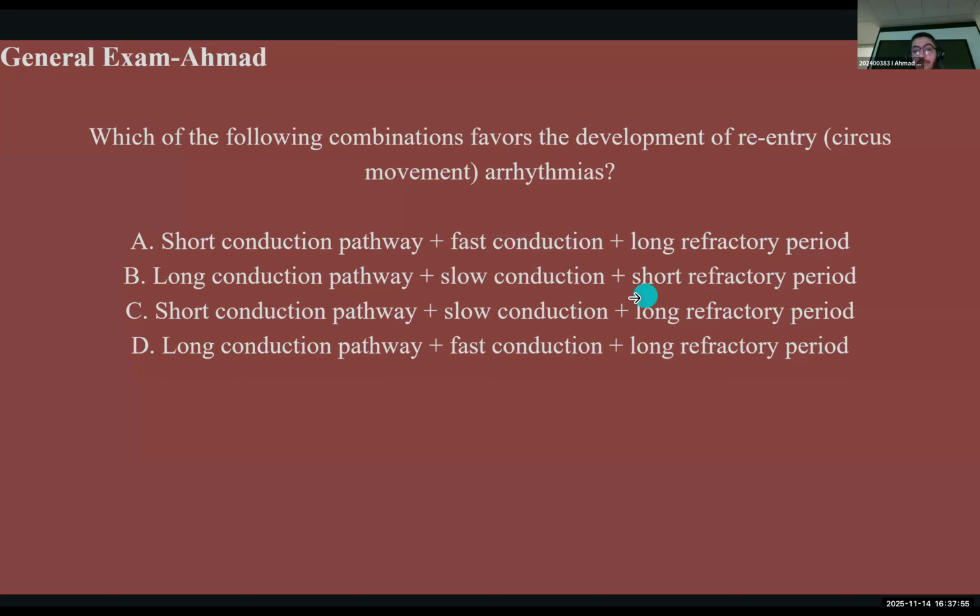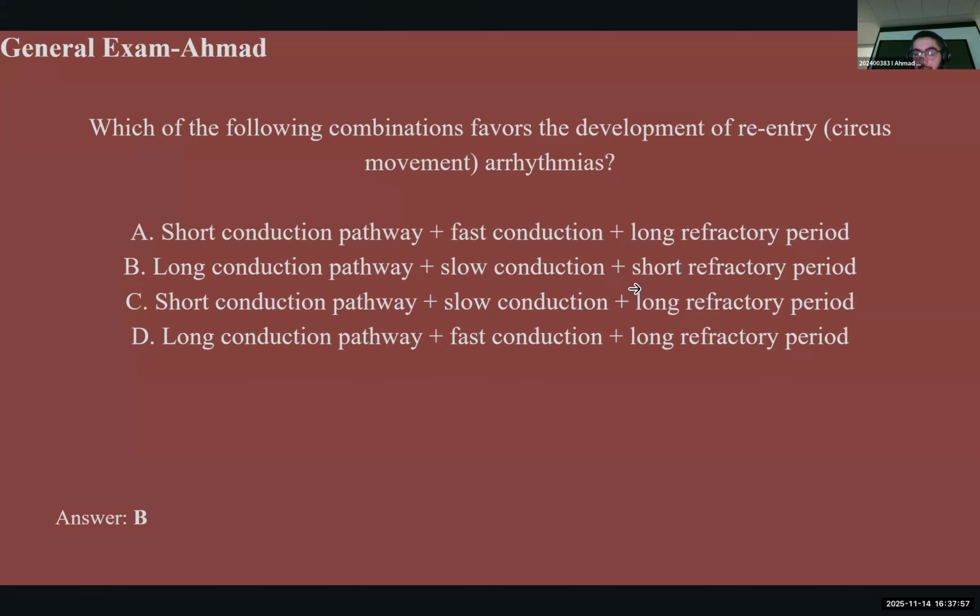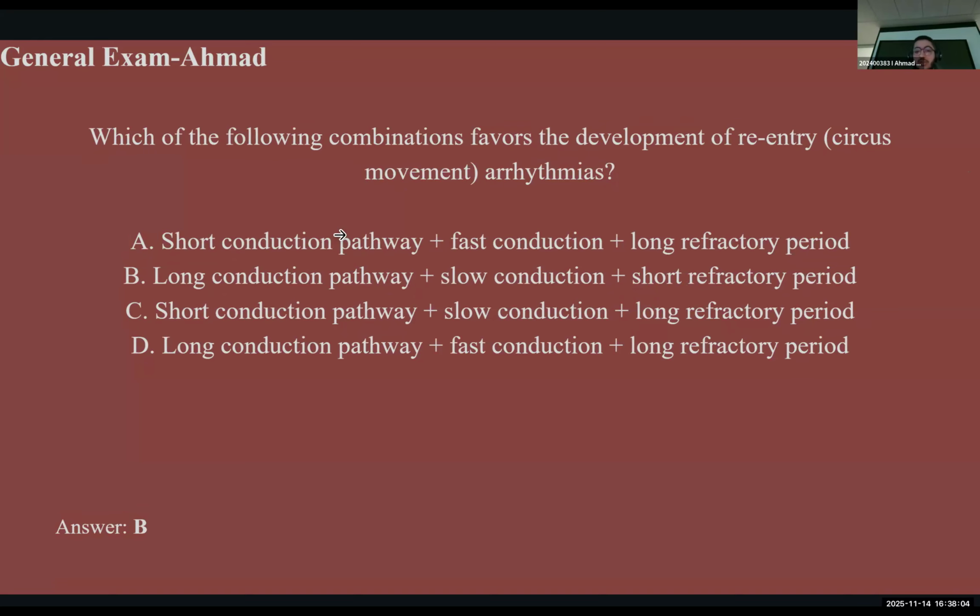Can anybody explain why? With these type of questions where you have tables or more than one category to answer in, just start with ruling out. This thing favors the combination of re-entry. So you have to have, is it short conduction or long conduction? You have to have long conduction. Why? So you give space for the depolarization to happen again. I mean, you should not give space normally, but we're saying favoring arrhythmias. So it's going to be long conduction. So we can rule out A and C.